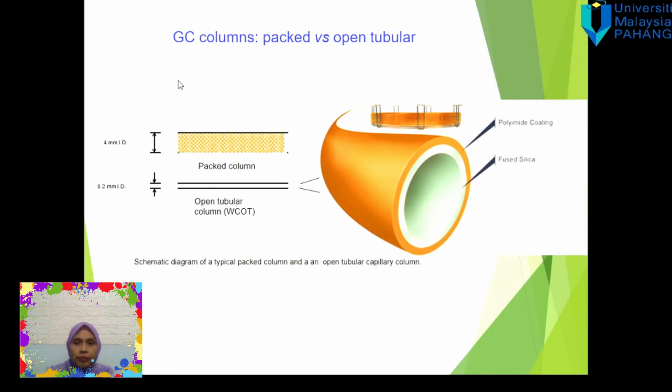So what is the difference between packed and open tubular or capillary column? The most commonly used is the capillary column. Inside, the schematic of the packed column is like this. The internal diameter is quite big, 4 millimeter, and for the capillary it is quite small, 0.2. The outside is coated by polyimide coating material, and inside is the fused silica. For the packed column, they pack all the silica material inside. That's the difference.